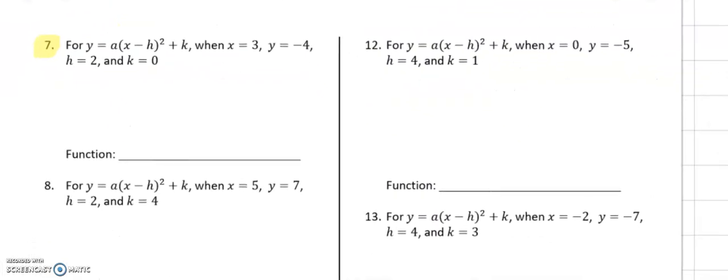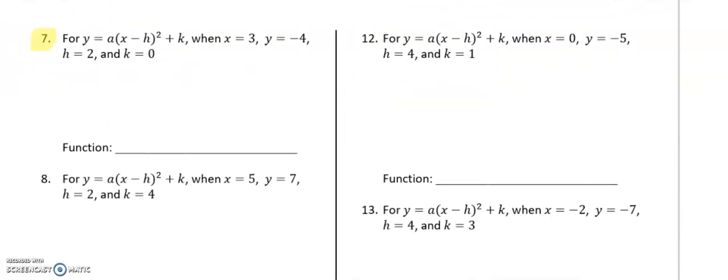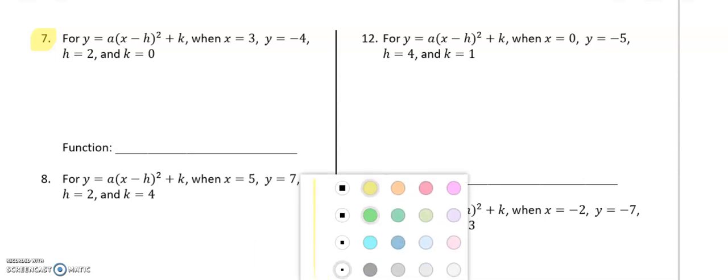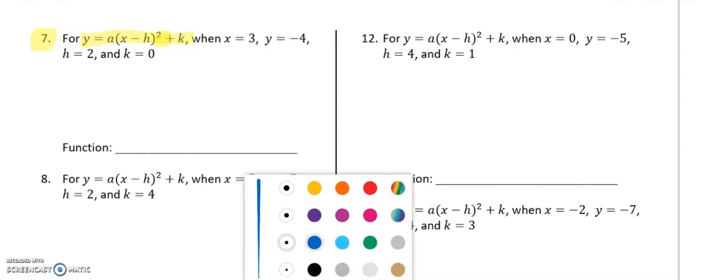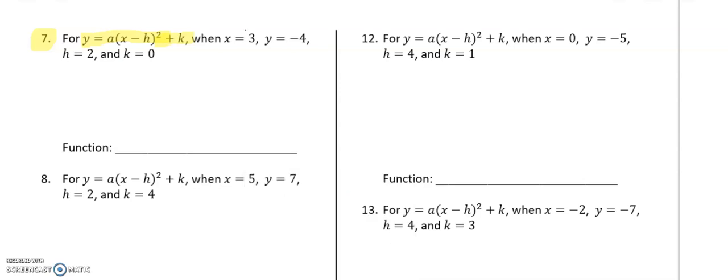Let's go to the back side of the worksheet here and let's do number 7. You can see we have a quadratic function in vertex form, which is right here, y equals a times x minus h squared plus k. And we're getting some values here. It says we're solving for a, so they're saying x is 3, y is -4, h is 2, and k is 0. So let's plug in all those values for those variables and solve for a.